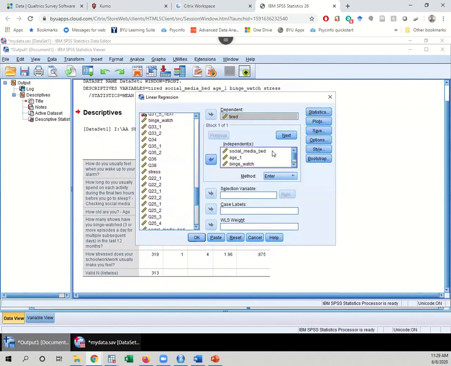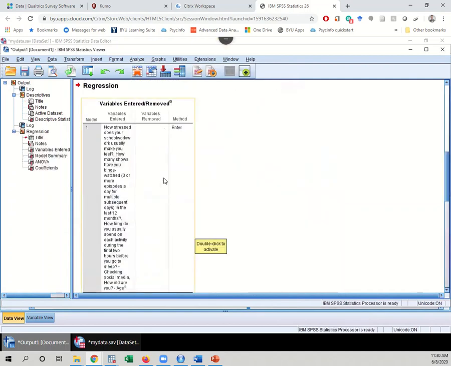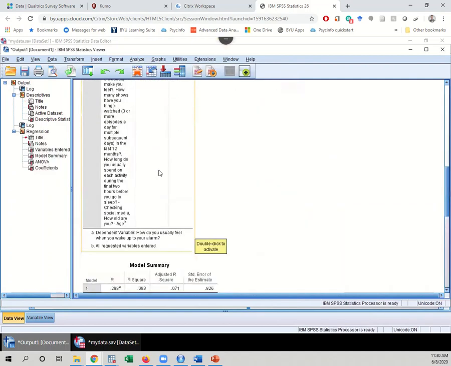So my research question again is, I think that the amount of social media that you use right before bed will predict how tired you feel when you wake up to your alarm, even after controlling for your age, the amount of shows that you've binge watched recently, and the stress that you feel. And then I'm just going to click OK down here. And it has some stuff here.